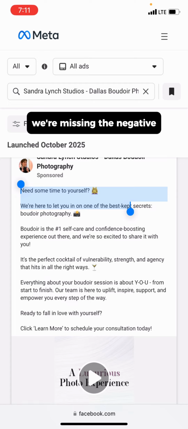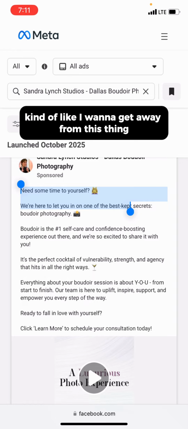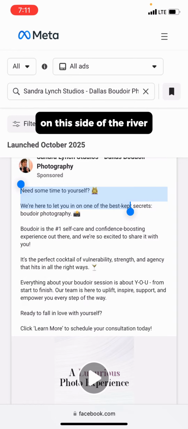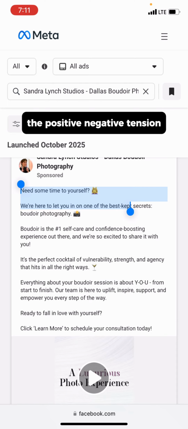We're still missing the negative, so we're missing out on the negative positive tension. Kind of like, I want to get away from this thing on this side of the river, and I also want to go get this other thing on the other side of the river, so I got to take this bridge or this boat. So we're missing the mental contrast, the positive negative tension. So again, we're not as specific.